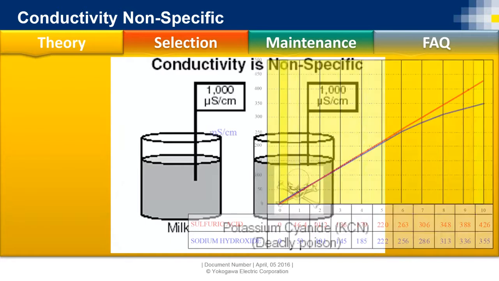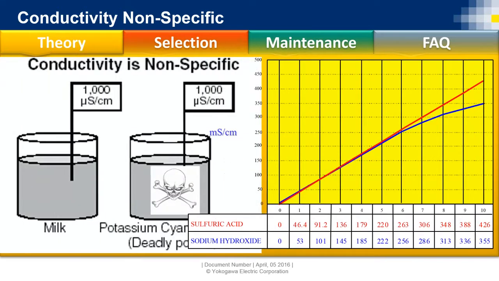I can't tell you, when I read a solution that's 1,000 microsiemens on my analyzer, if I'm in milk or if I'm in something that could be very deadly and poisonous. Same thing when we're looking at those percent concentrations on our polishes and our mixed beds, our cation bed and our anion bed. I can't tell you if we've got sulfuric acid or if we've got sodium hydroxide.